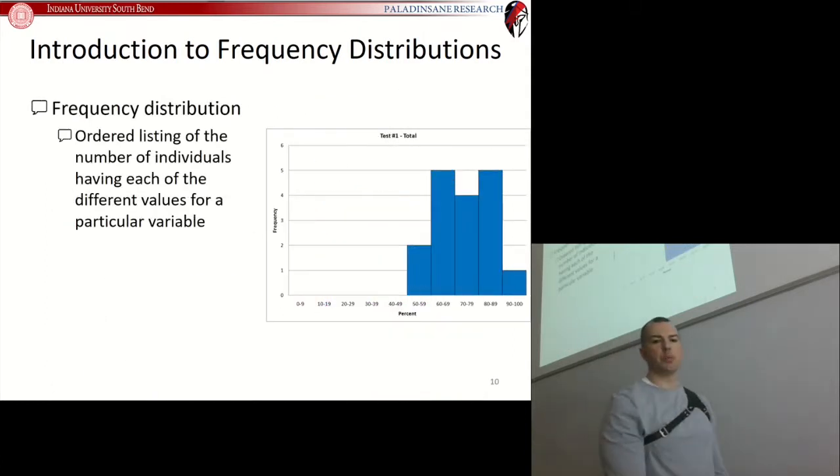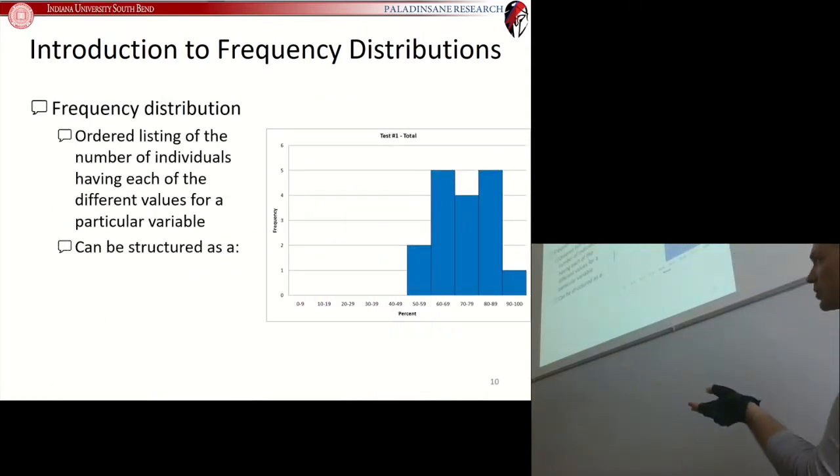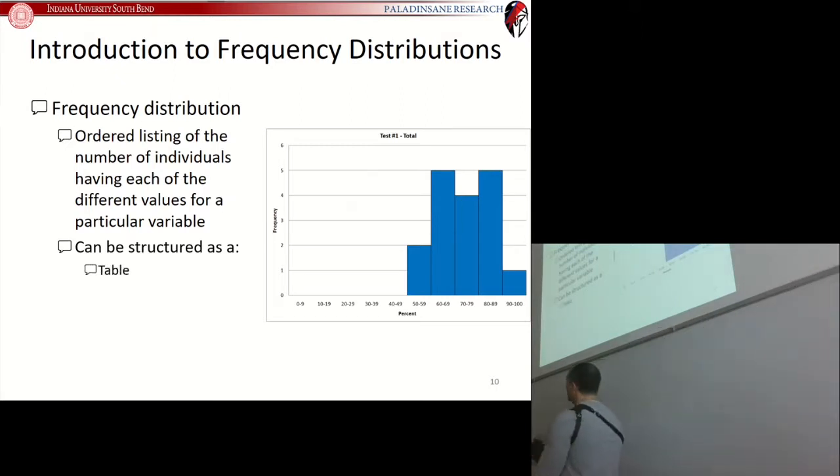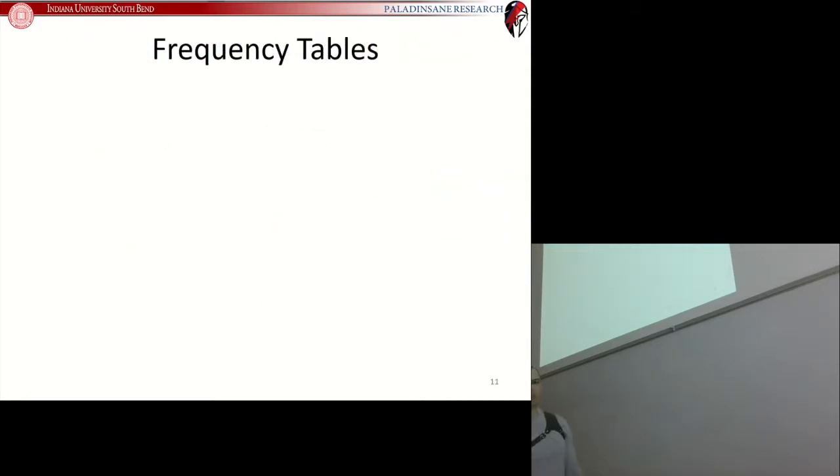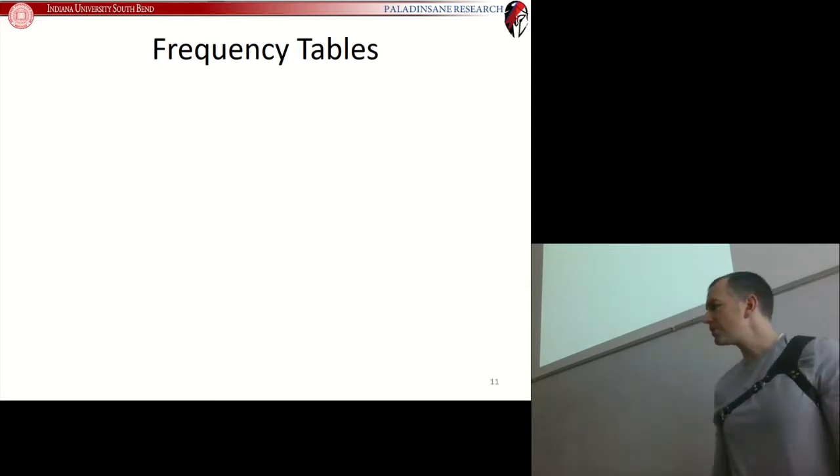All right, so frequency distributions are typically structured as either a table or a graph. We just saw one that was a graph. The other major way of showing them is through frequency tables. We're going to take a look at both because both have pros and cons. Tables are easier for one purpose, graphs are easier for another purpose. So we'll learn both so that we can see how we would construct and use them. All right, let's start with frequency tables.